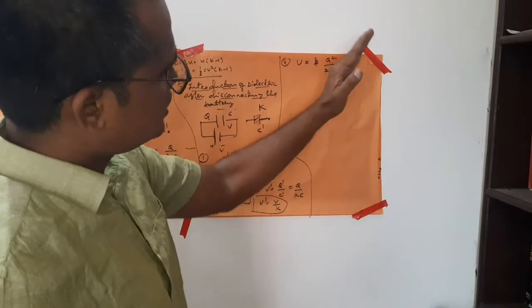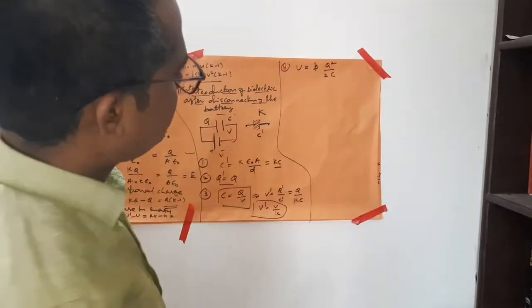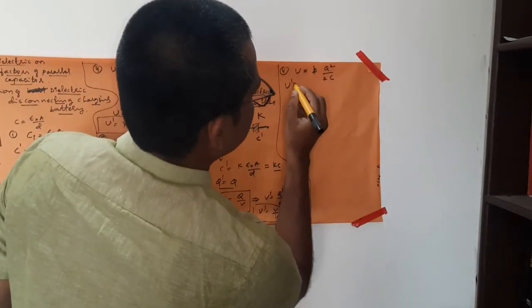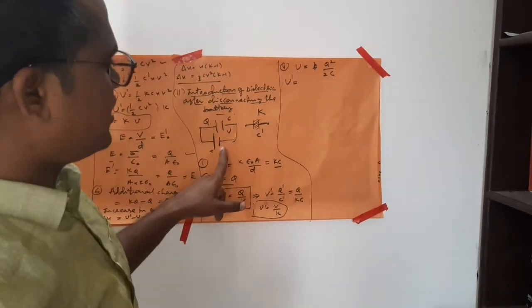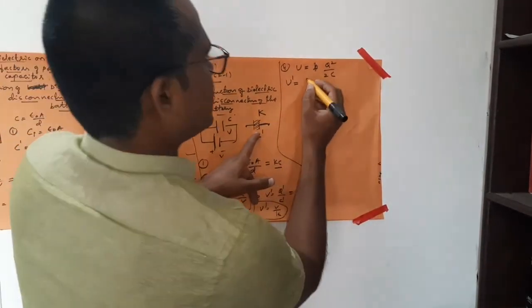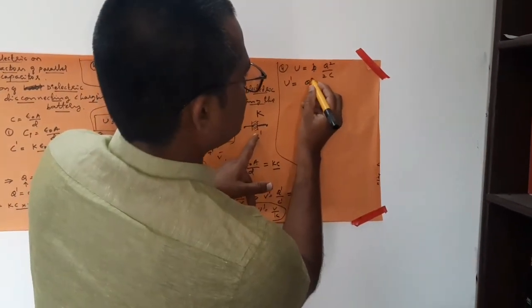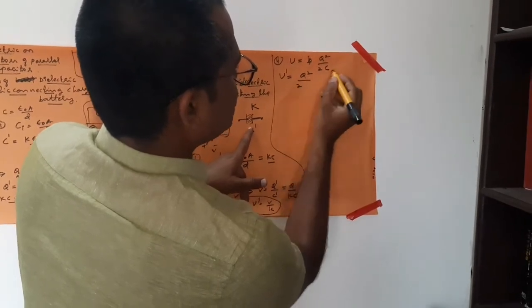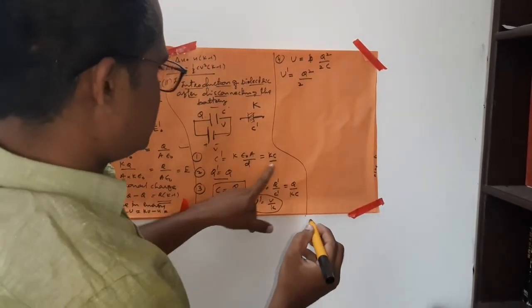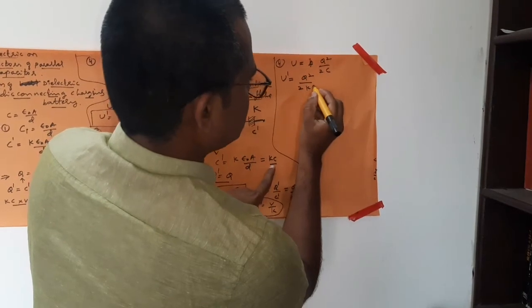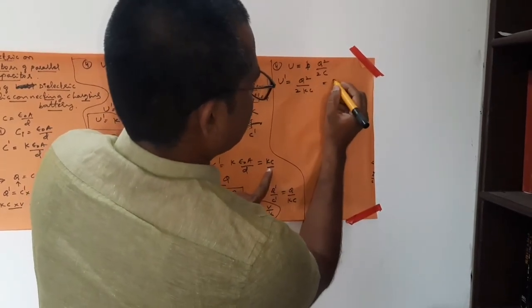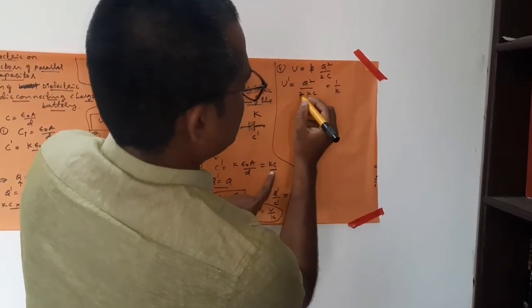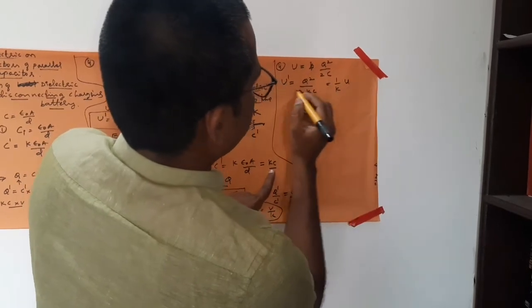So better I will take this equation as Q is constant. So definitely U dash, the final energy after disconnecting the battery and putting the dielectric, is equal to Q square divided by 2C dash. What is C dash? C dash is K times C. Then it will be 1 by K times Q square by 2C is what U.